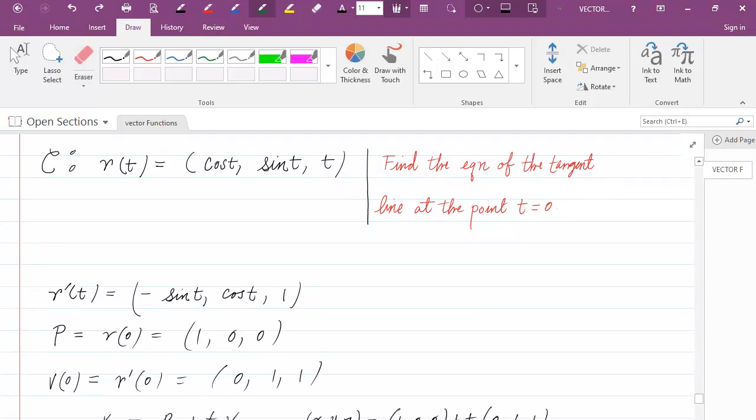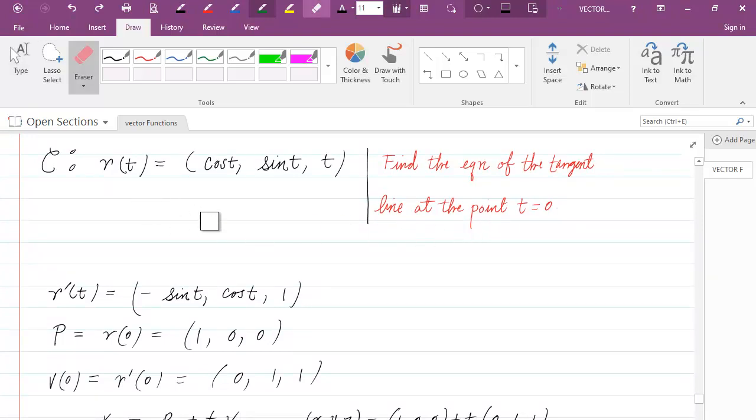And so first of all, since I want to find the equation of the tangent line at the point where t is 0, let's compute that point. So when t is 0, what point am I getting? Well, what is r of 0? r of 0 is cosine 0, sine 0, and 0. So cosine 0 is 1, sine 0 is 0. So let P be the point r of 0, which is 1, 0, 0. And that's the point associated with the t value 0.